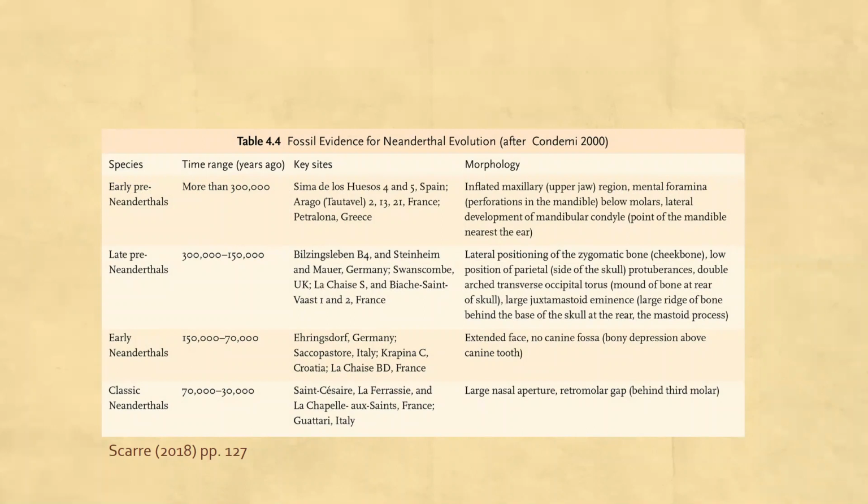And it starts with early pre-Neanderthals or proto-Neanderthals that are more than 300,000 years old at sites like Cima de los Huesos in Spain, sites in France and Petralona in Greece have Neanderthals or proto-Neanderthals within them. There's some morphological differences between them and the classic Neanderthal species, which occur between 70,000 and we'll say 40,000 or slightly after 40,000 years ago, like at Saint-Césaire in France and La Chapelle-aux-Saints and other sites.